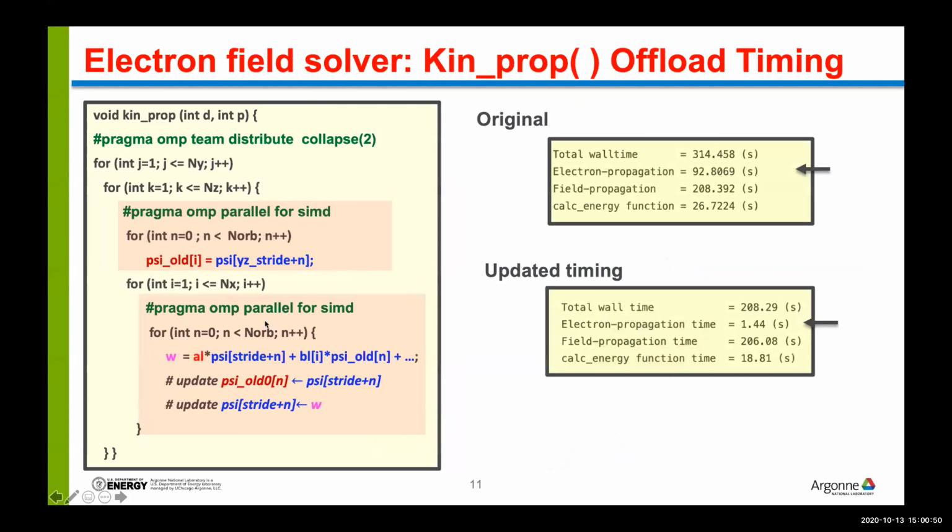This shows the updated timing of the electron field solver code after the GPU offload, and we see a significant improvement in timing, from 92 to 1.4. This timing was done on an IBM NVIDIA machine.